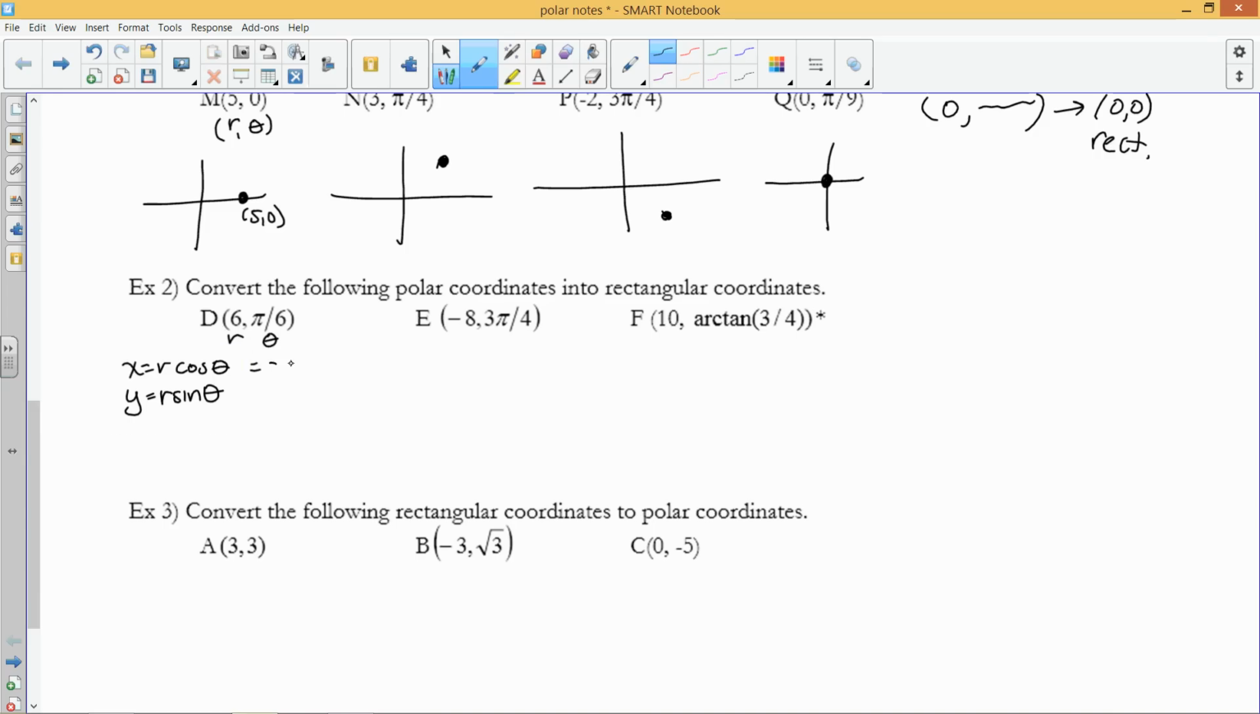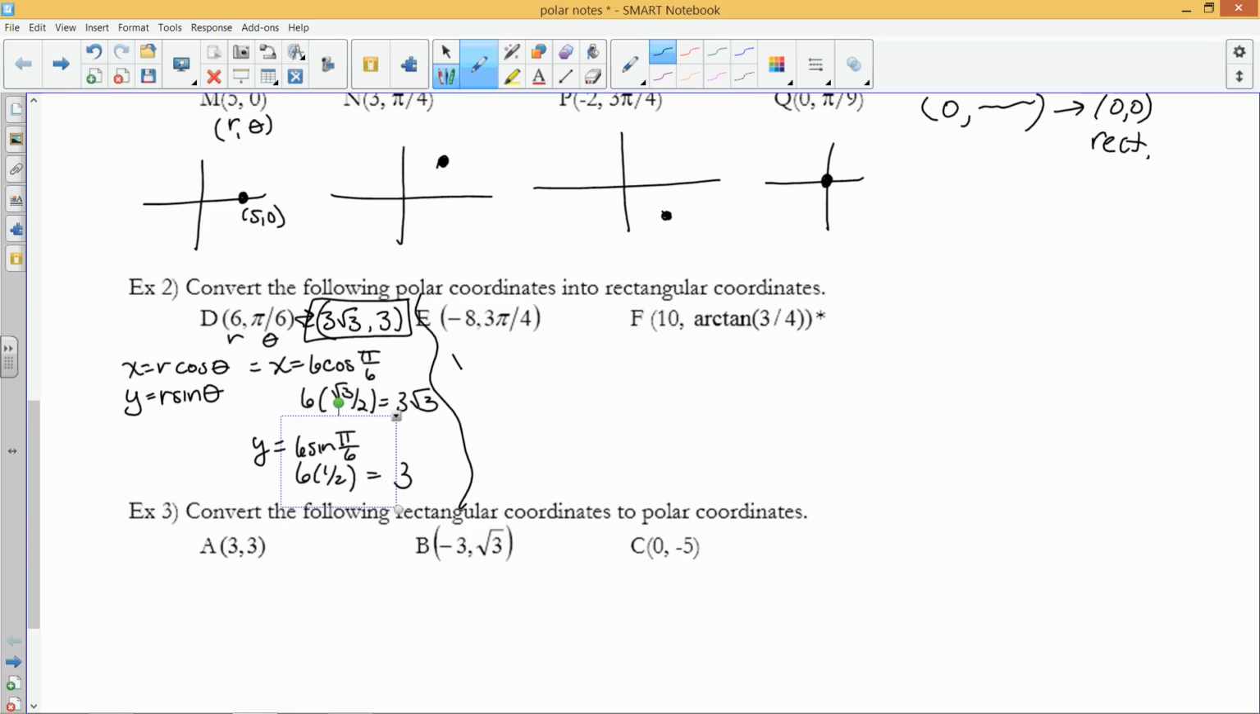x would be 6 cos pi over 6. So that's going to be 6 times radical 3 over 2, which is going to be 3 root 3. And then y would be 6 sine pi over 6, which is 6 times a half, which is 3. So in rectangular coordinates, this is going to be (3 root 3, 3). That's it. That's all you have to do.